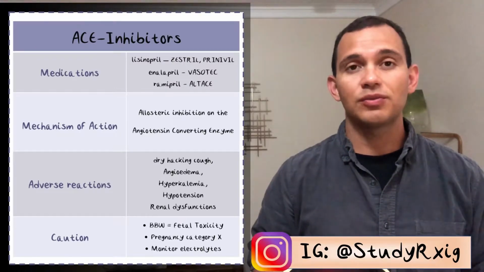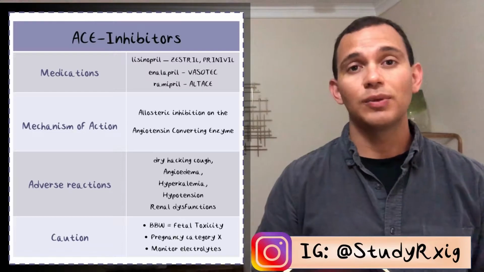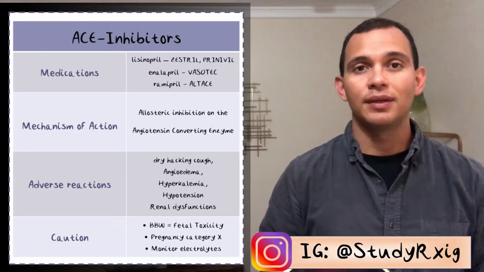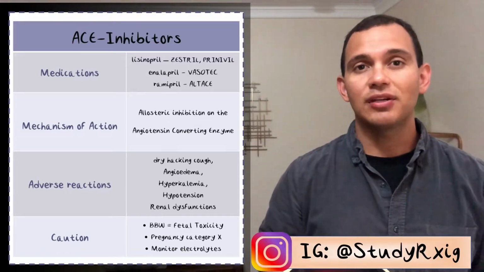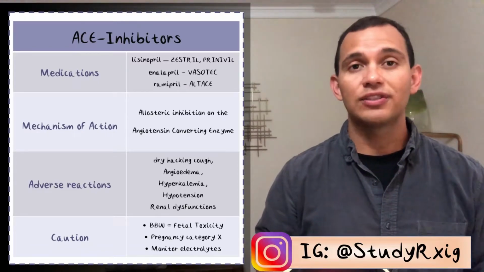ACE inhibitors, which have an adverse effect of hyperkalemia, are usually prescribed in heart failure along with loop diuretics. Loop diuretics have an adverse effect of hypokalemia. So we must also advise the patient of hypotension, which is low blood pressure. As a reminder, low blood pressure is anything under 90 systolic and or 60 diastolic.